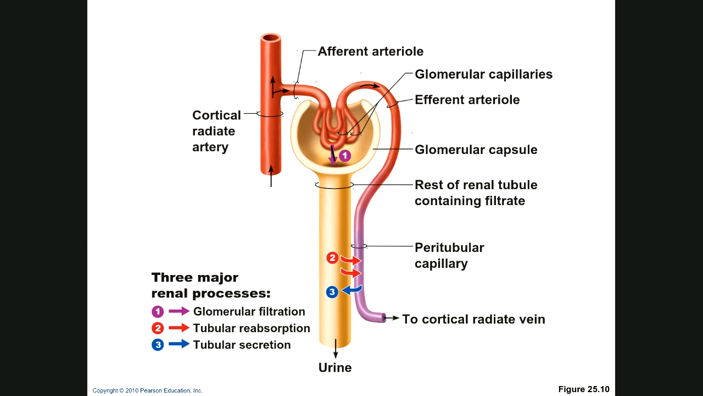Here's your filtration, which is number 1. Number 2 is your osmosis, where the water and a whole lot of other stuff comes back in. Then anything that got put back in that you didn't want gets put back out by tubular secretion. This could be stuff like, say if you had too much potassium in your bloodstream, you could kick it back out by secretion.